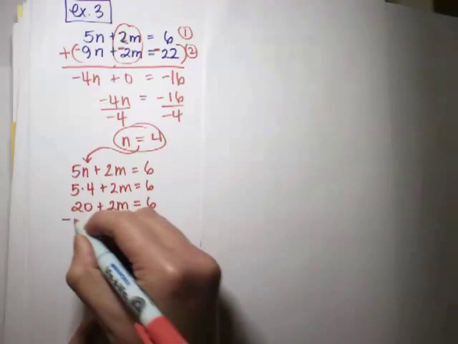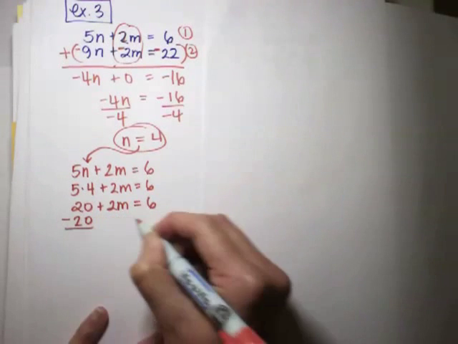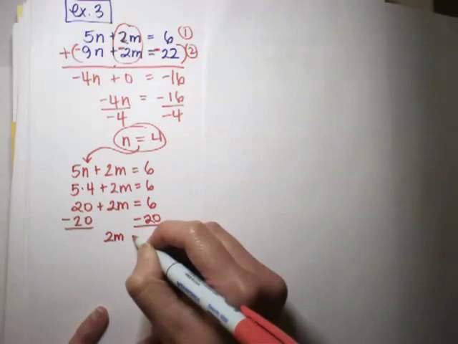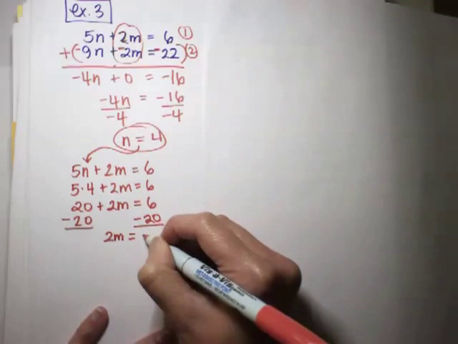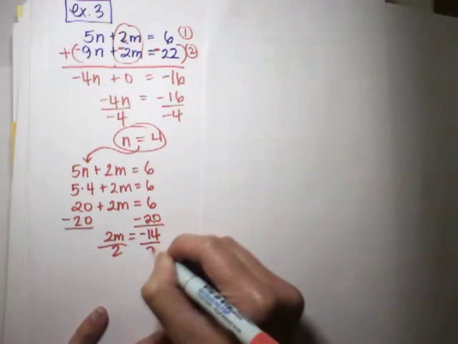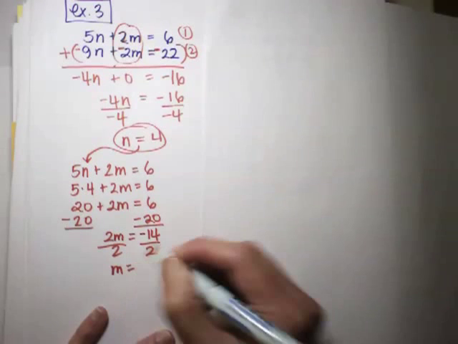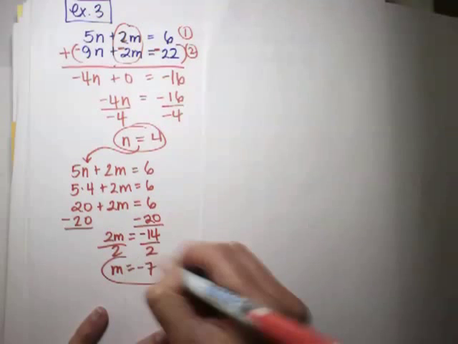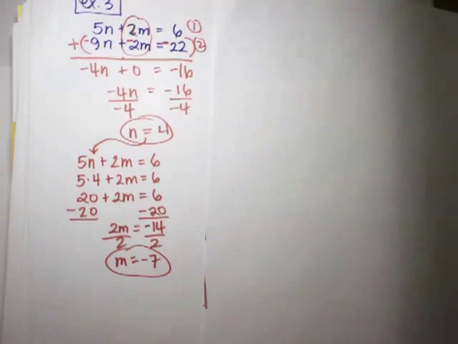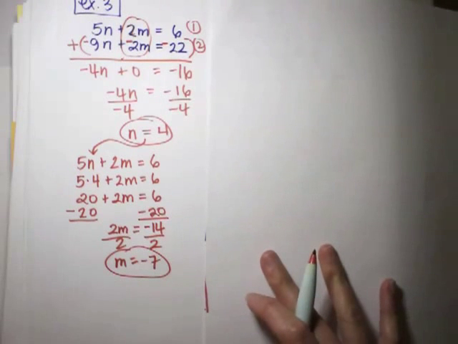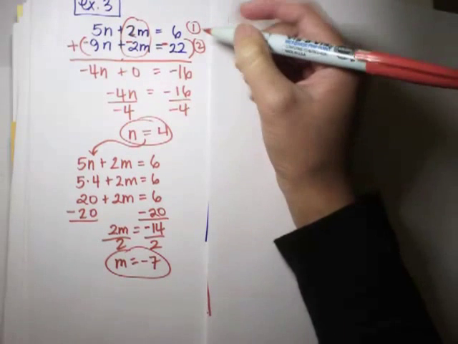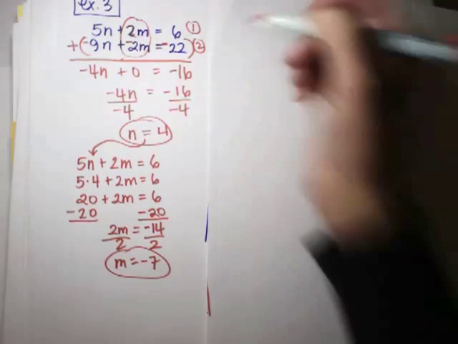So we subtract 20 from both sides, and we are left with 2m is equal to negative 14. Divide by 2, and we get m is equal to negative 7. Now we have to make sure to check our work again. We're going to substitute these back into both of these equations to make sure that it's correct.